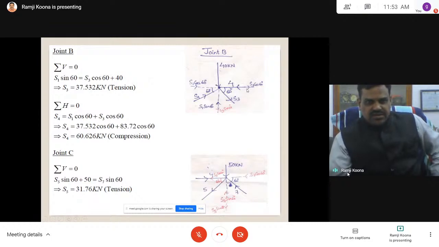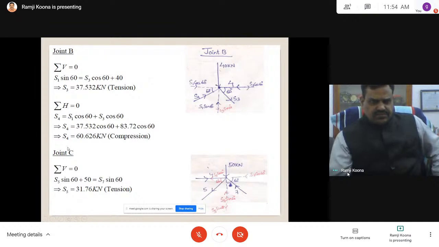Now sigma horizontal 0. Horizontal consists of one force and another force: S3 cos 60 resolved, and S4 is already there. S1 cos 60 and S3 cos 60 are in one direction, S4 is in the opposite. That's why S4 is equal to S1 cos 60 plus S3 cos 60. From this, find out whether the assumed direction is correct. So that's why S4 and this one you consider. Now go to joint C.